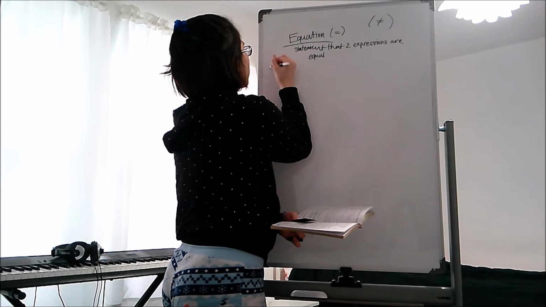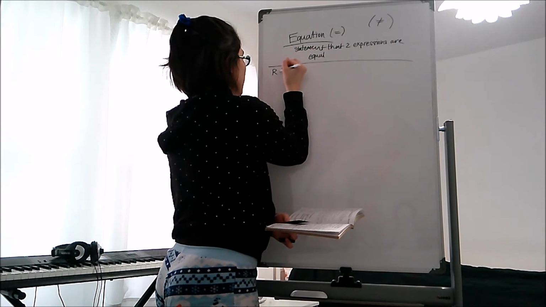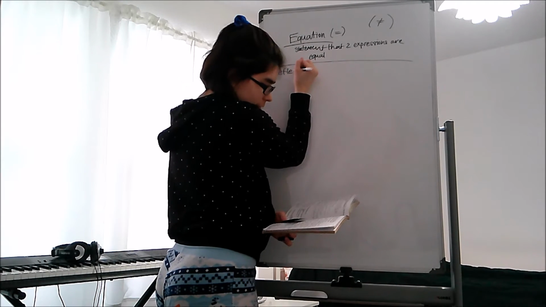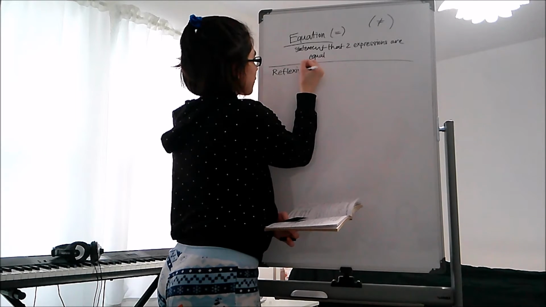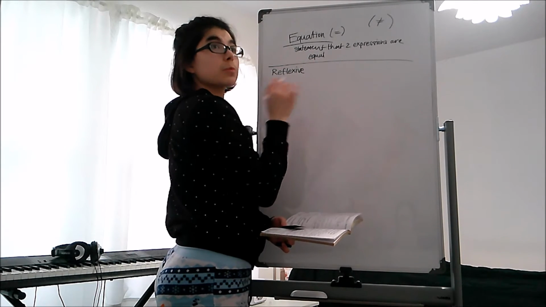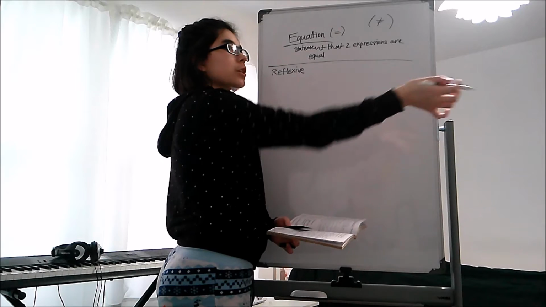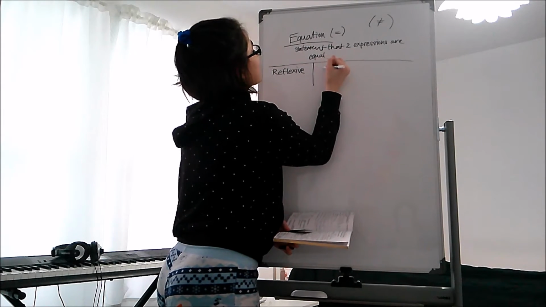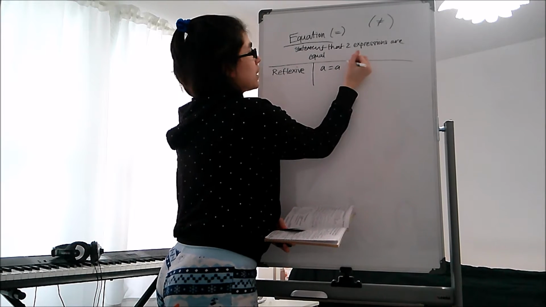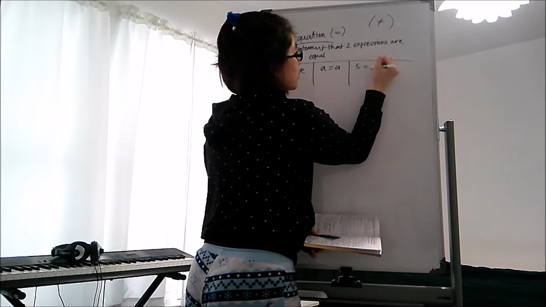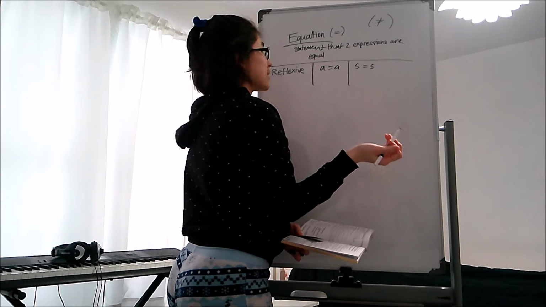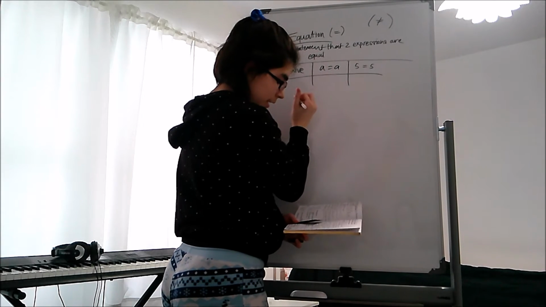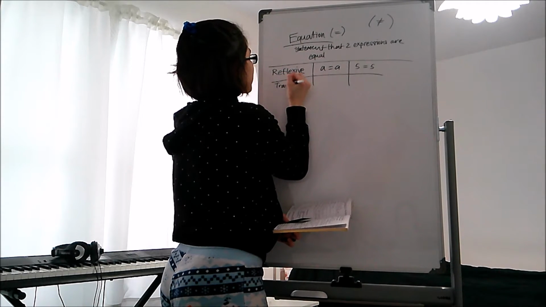Okay, so first off, we've got the reflexive property. Now, to remember this one, I just think reflexive, it reminds me of the word reflection. Like when you look in a mirror, you see basically the same thing. So that's how you can remember this one, because it states A equals A. So like 5 equals 5, okay? It equals itself, okay?